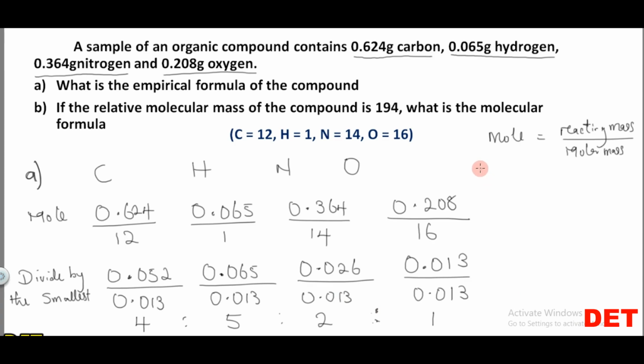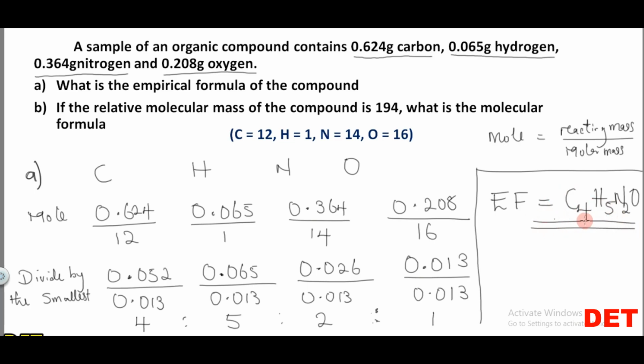So therefore, the empirical formula, let me represent that as EF. The empirical formula of this compound is C4H5N2O. Alright, so this is telling you that we have 4 carbon, ratio 5 hydrogen, ratio 2 nitrogen, ratio 1 oxygen in this compound. This is the formula that shows the simplest whole number ratio of the atoms of each of the elements in this compound. Alright, so this is the empirical formula.